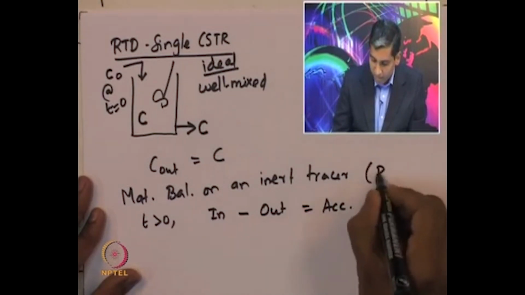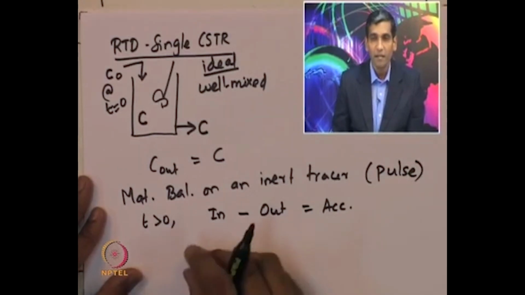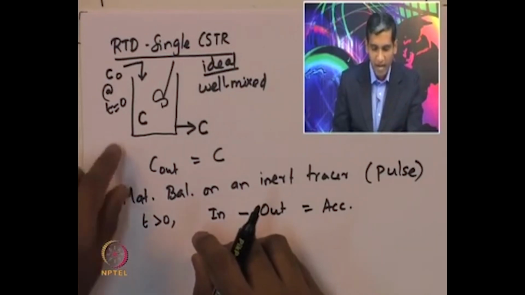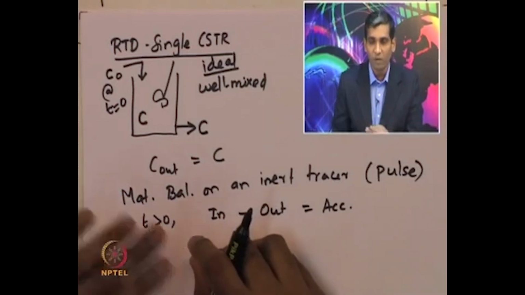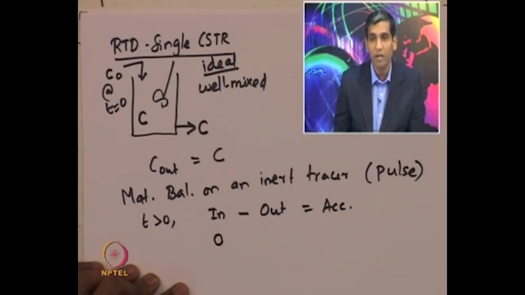Now, if we assume that it is actually a pulse tracer, which means that the time at which the tracer is fed into the CSTR is exactly t equal to 0, and nothing before and nothing after t equal to 0. Therefore, at any time greater than 0, no tracer is entering the reactor.